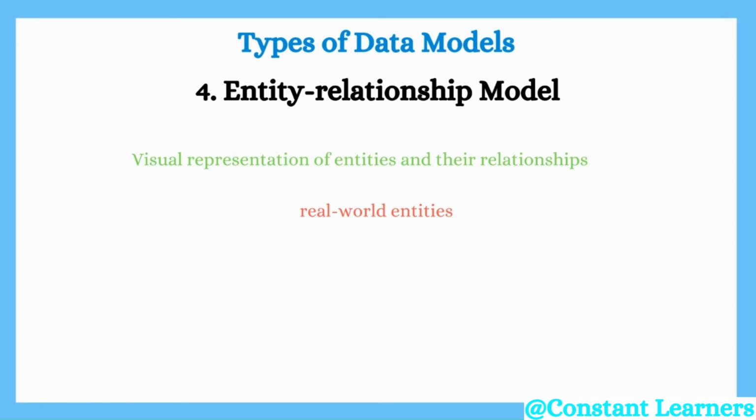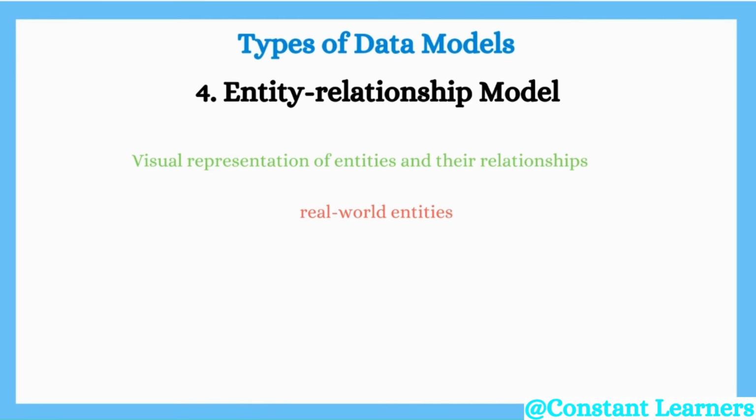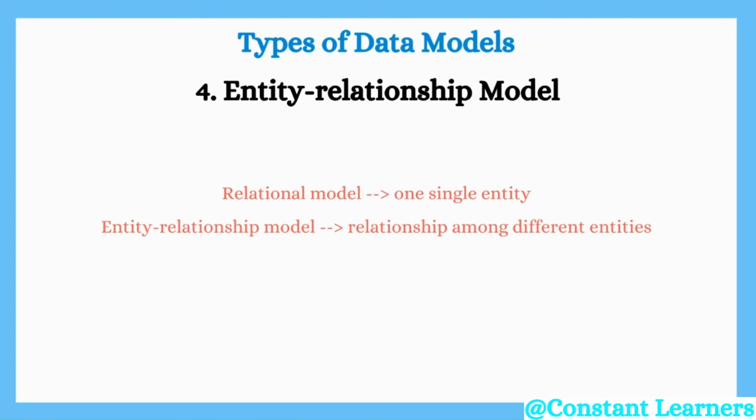Now, the most important difference between the relational model and the entity relationship model is that in the relational model, every relation is about one single entity. Relation means what? The table, right? So, one table is about one entity. All right. So, every relation is about one entity. However, the entity relationship model defines the relationship among different entities, right? So, here we are trying to identify the relationship between more than one entity.